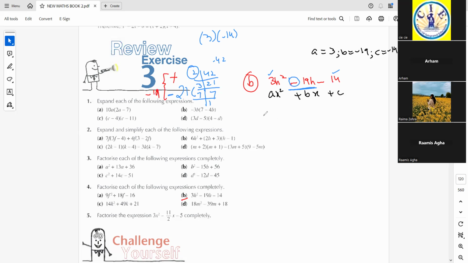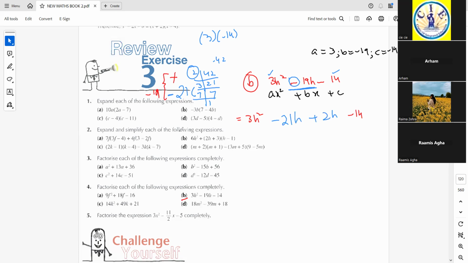So this is what we need to do now. The first term as it is, the last term as it is. For this negative 19h, I'm going to have negative 21h and then plus 2h.